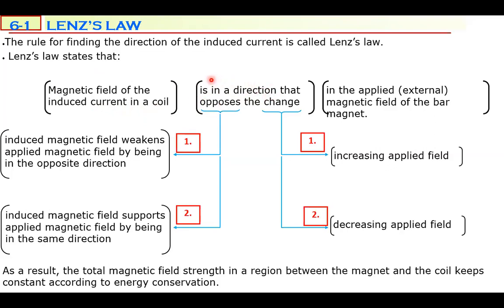Lenz law is about the induced current direction. It must be in a direction that opposes the change. So the keyword is opposing the change, not opposing something. If something is changing, the induced field opposes the change in the applied field, the change in the external magnetic field of the bar magnet. This change can be an increasing applied field or a decreasing applied field. If the applied field is increasing, how can you oppose an increase in the applied field? By producing an induced magnetic field that is in the opposite direction of the external magnetic field.